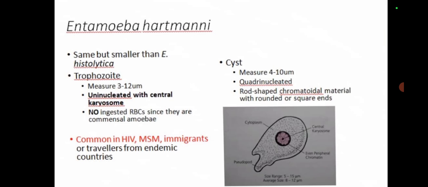The trophozoites measure 3 to 12 micrometers and are uninucleated with a central karyosome. There are no ingested RBCs since they are commensal amoebae. They are common in HIV patients, MSM, immigrants, or travelers from endemic countries. The cysts measure 4 to 10 micrometers, quadrinucleated, with rod-shaped chromatoidal material with rounded or square ends.